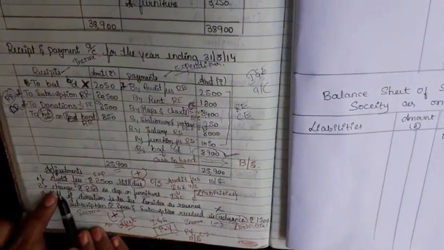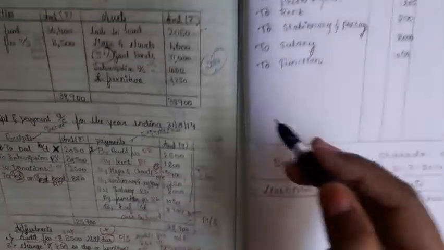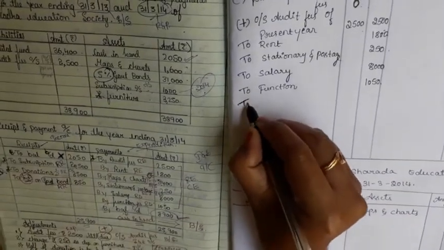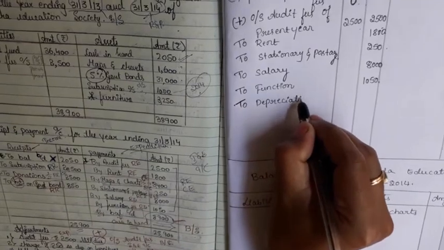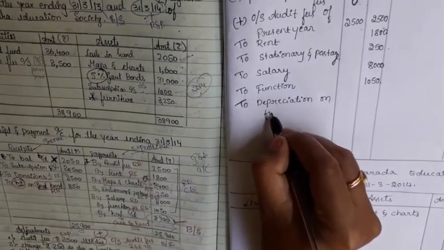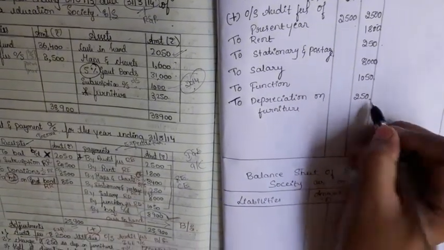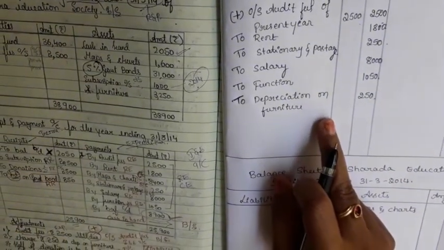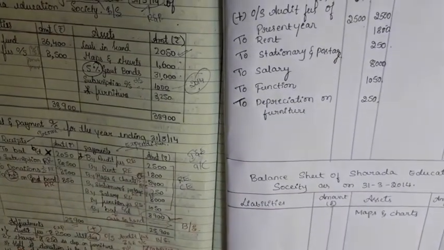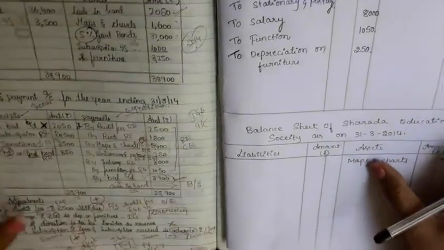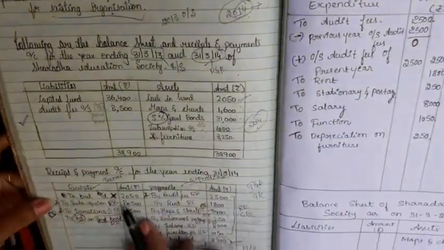Audit fees over. Next one is charge rupees 250 as depreciation on furniture. It is a non-cash expense. Depreciation on furniture rupees 250. For the usage of furniture, the organization is going to calculate the amount of depreciation of rupees 250. Next one, half of the donations. These two are receipts. So the expenditure side is over. Next one is the income side.